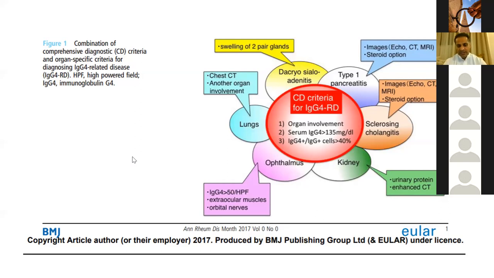IgG4 started in Japan when they first talked about it. Most of the presentations came from Asia. It's more prevalent in their area compared to our area, but we see it in Saudi Arabia. I've seen maybe 3 or 4 patients so far. This is one of the patients I saw, and there are a couple of other patients with IgG4 that we have seen here in Saudi Arabia. So it's not a disease that we don't see, and it's been reported from different parts of the world, not only Japan or East Asia.